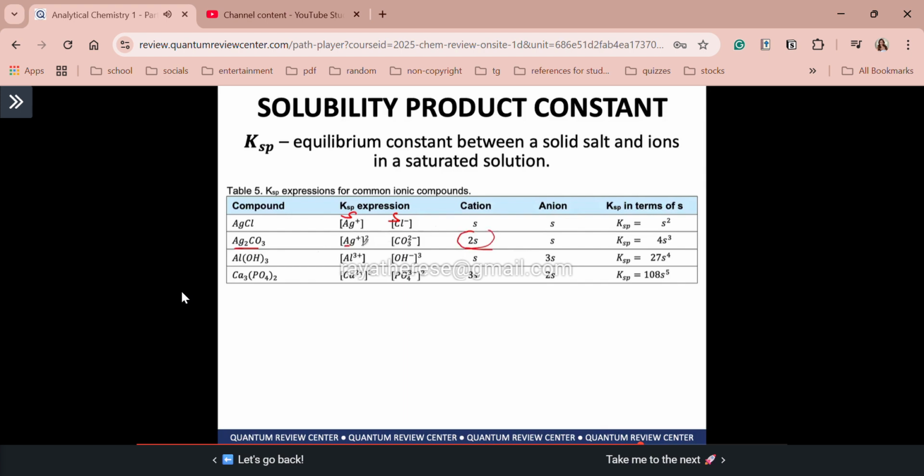Eh diba ipapalit mo to dito. So 2S quantity squared times S, kasi isa lang to. So what you have, 4S cubed. Remember, sa box class, S ang ginagamit nila kapag hindi given ang equilibrium concentration. And the rest, please study guys, paano naging ganito.